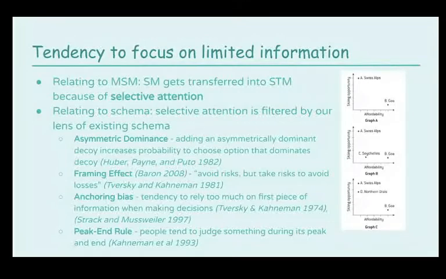The second would be the framing effect, which was proposed by Barron in 2008. Basically, what happens is that people tend to avoid risk, but people also take risks to avoid losses. An example of this would be the study by Tversky and Kahneman in 1981. And I don't remember the study, but it had something to do with frame choices. There were several options.